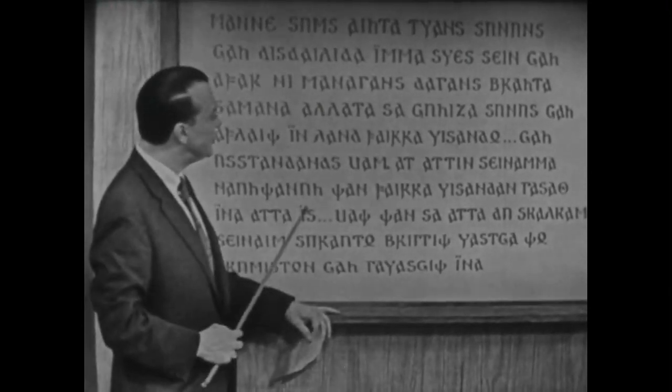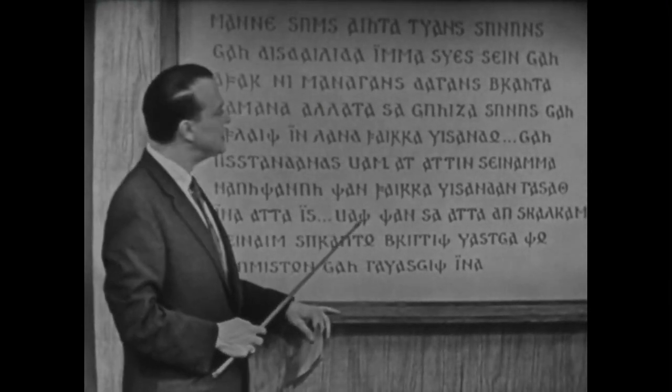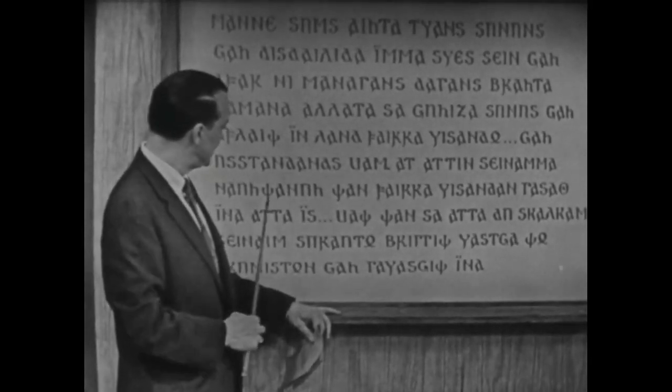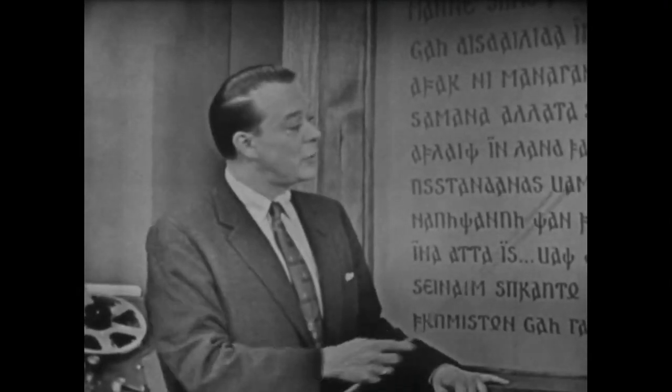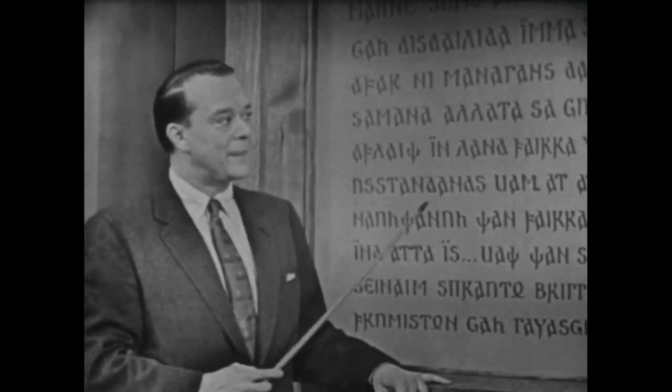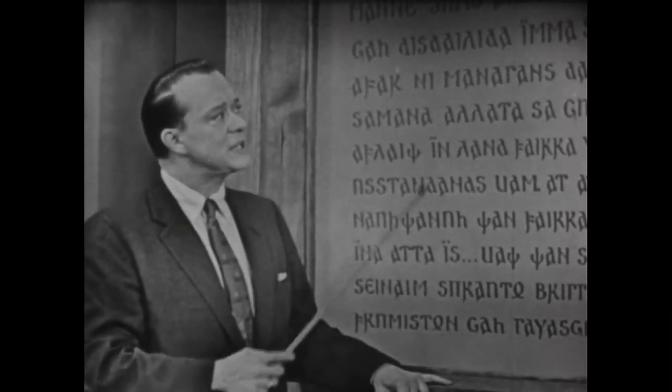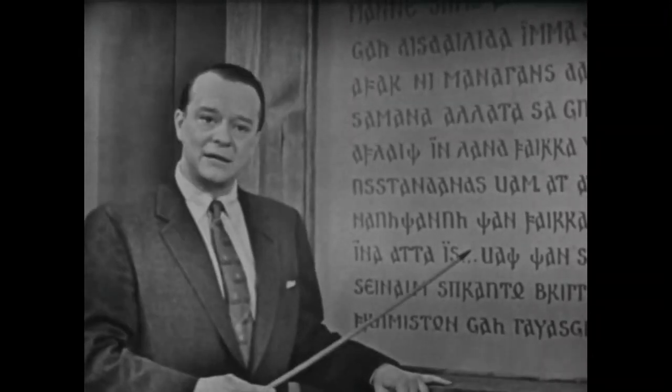Looking at these letters, you will see that some of them look quite like Latin letters, and some of them, like this one, for instance, are obviously from the Greek alphabet. In other words, this particular alphabet that Ulfilas used is from both the Latin and the Greek alphabet.